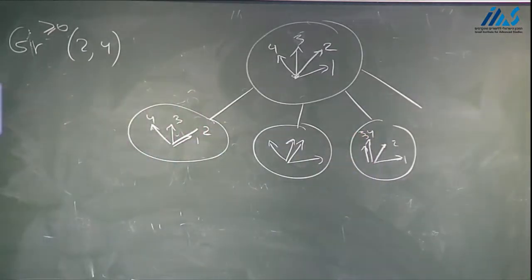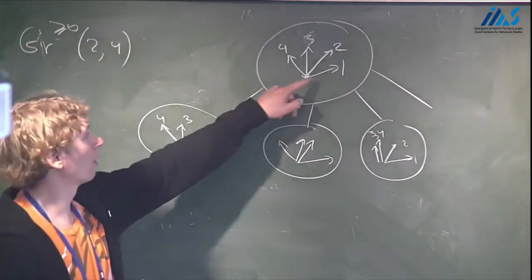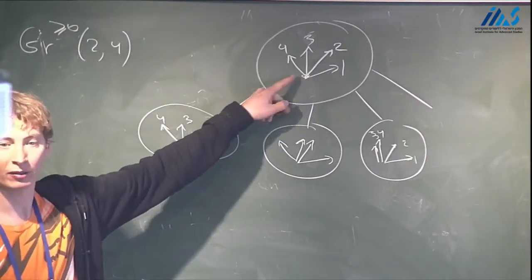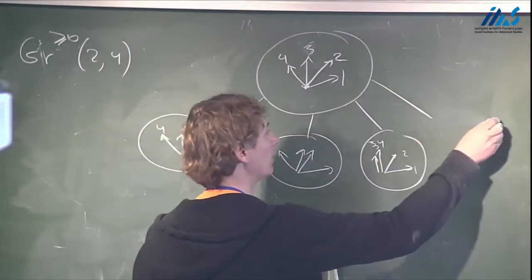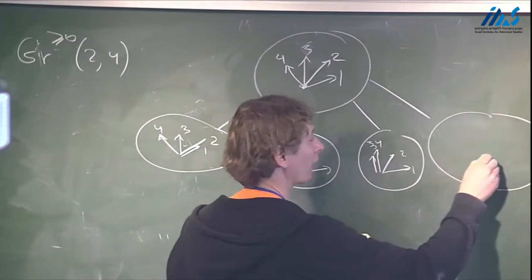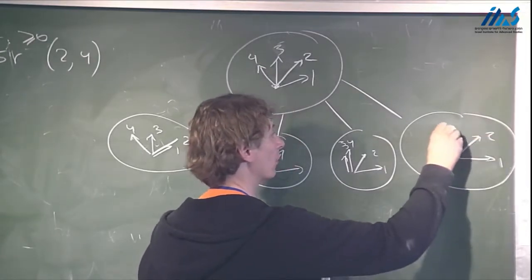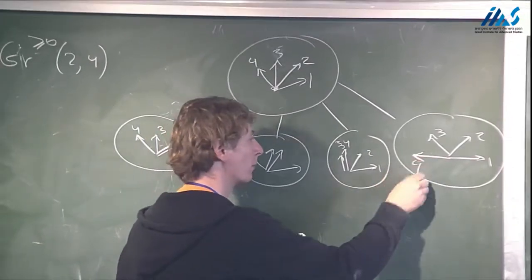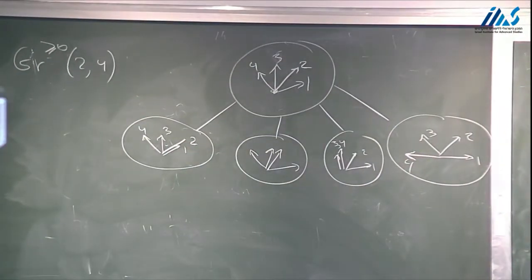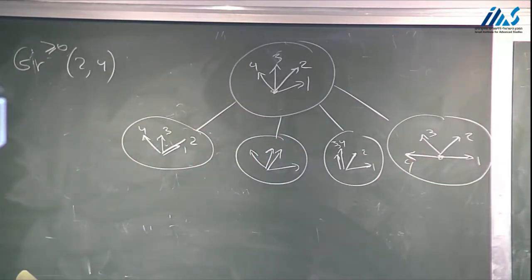And there is one more possibility. Do you see what's the other possibility? You can make 1 and 4 parallel to each other, but now they point in different directions. So one more possibility looks like this. This is 1, this is 2, this is 3, and the 4 goes like this. It's parallel to 1, but it points in the opposite direction. So these are 4 cells of the top dimension.